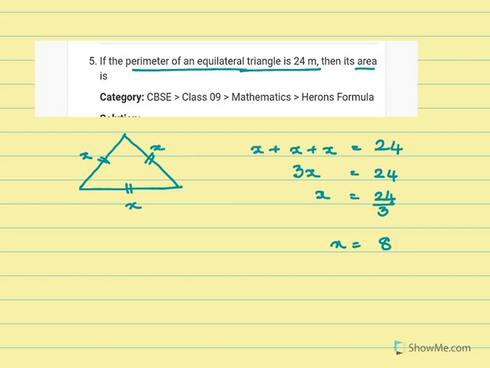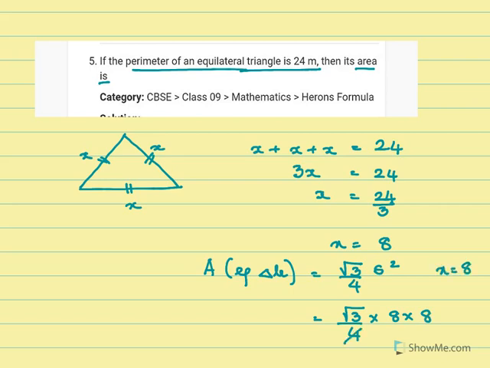We have to find its area. Area of equilateral triangle, formula root 3 by 4 side square, which means root 3 by 4 side, 8 into 8, because the side is 8. Your x is a side, which is 8. So you cancel this. This becomes 2. Answer 16 root 3 meter square.